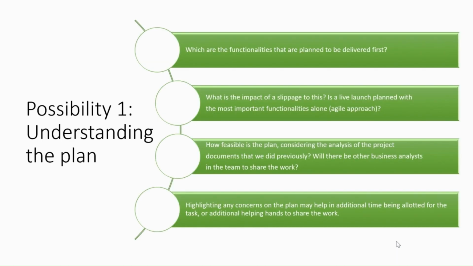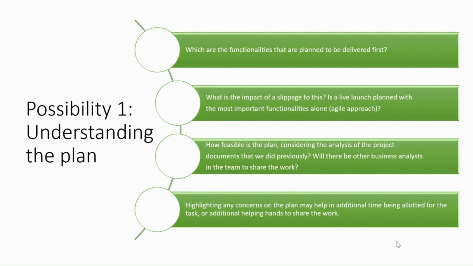Possibility 1, understanding the plan. The first question can be, which are the functionalities that are planned to be delivered first? As we can imagine, a project may not be to deliver just a single functionality, but a huge set of functionalities. And unless we are clear on what is the priority of the business, there is a possibility that we may pick up a functionality that is not on the priority list of the business, and we may end up delaying the project timelines.